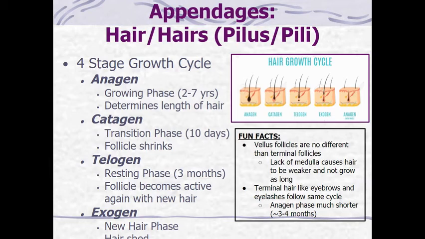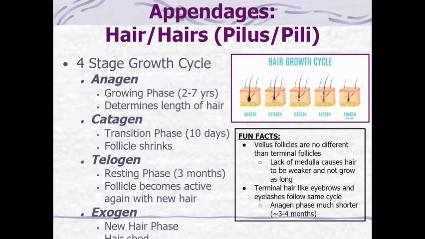Catagen is a transition phase. It usually lasts about 10 days, and this is when the follicle shrinks. And so that means that there's not going to be any growth during this time. Telogen is a resting phase. And on average, this will last about 3 months.